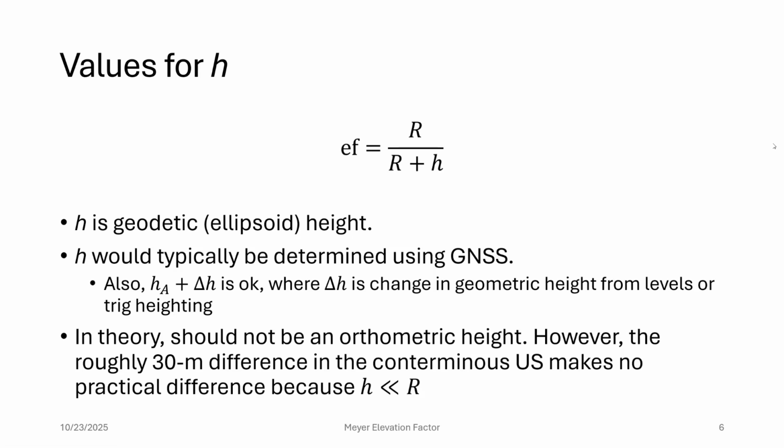Because H is so much smaller than R, which is going to be on the order of 6 million meters. H is probably in the hundreds, could be in the thousands, but it's always going to be so much smaller than R. Then plus or minus 30 meters on H just isn't going to make a practical difference.